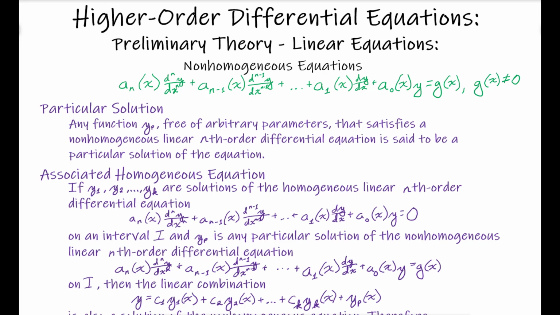Now, to talk about non-homogeneous equations, we actually lean on homogeneous equations quite a bit, because non-homogeneous equations have the potential to get very complicated very quickly. So we're going to first talk about what is a particular solution. Well, any function y sub p free of arbitrary parameters that satisfies a non-homogeneous linear nth order differential equation is said to be a particular solution of the equation. This is no different than it was for first-order differential equations. When we had a particular solution, it had no arbitrary parameters in it, and it satisfied the differential equation.